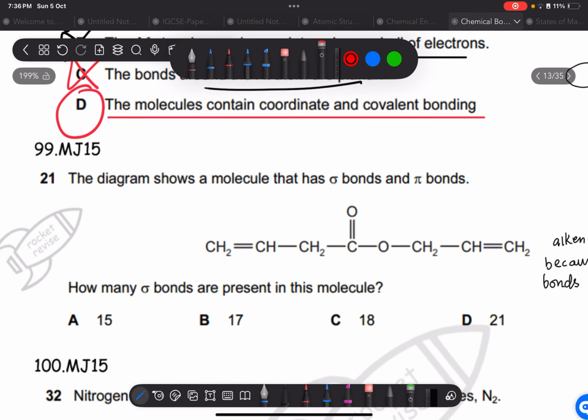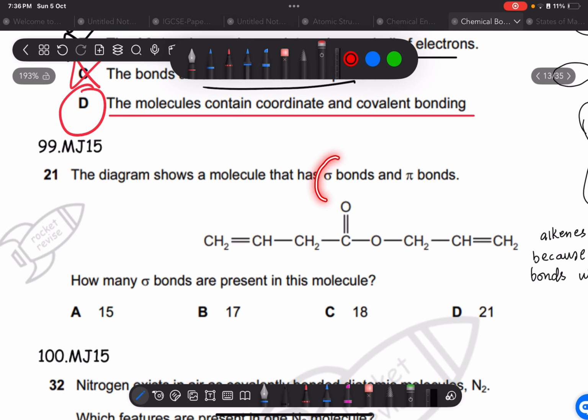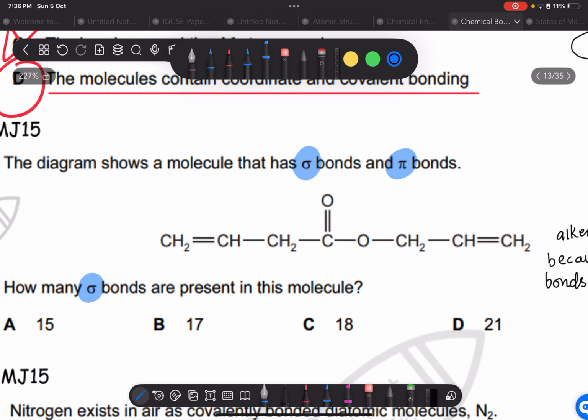The diagram shows a molecule that has sigma bonds and pi bonds. Okay, now again we have to be careful, we have to keep our eyes open. We're dealing with sigma and pi bonds. How many sigma bonds are present in this molecule? So we're only talking about sigma bonds. To find out sigma bonds, I'd always prefer you guys to open up the molecule, otherwise you're going to miss some.